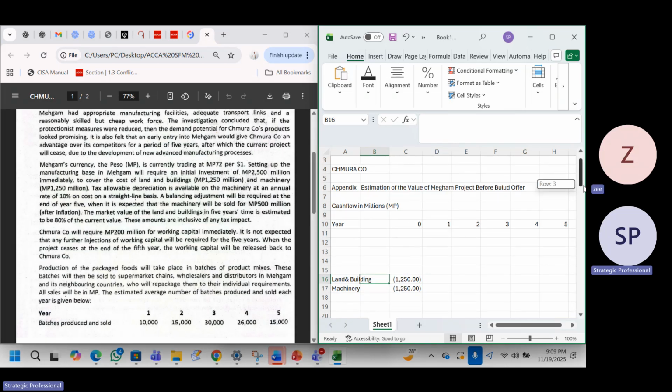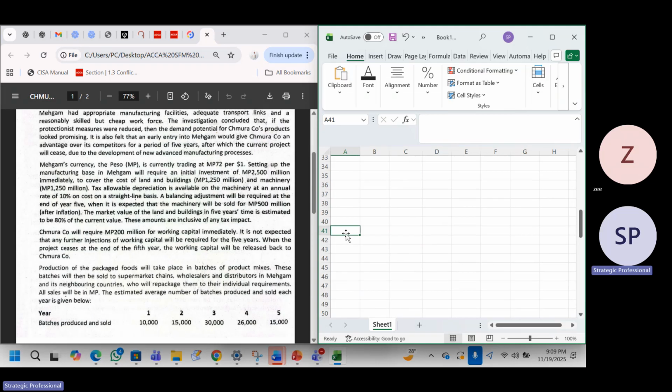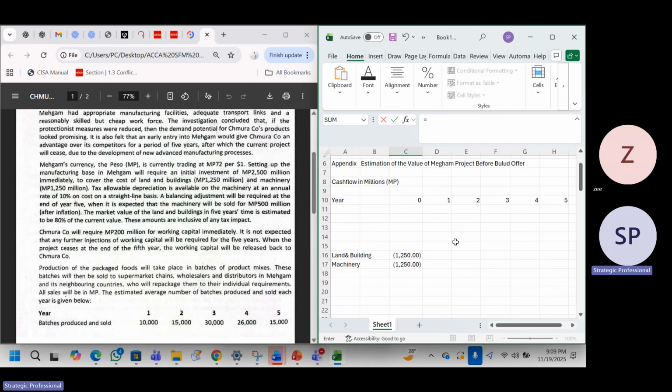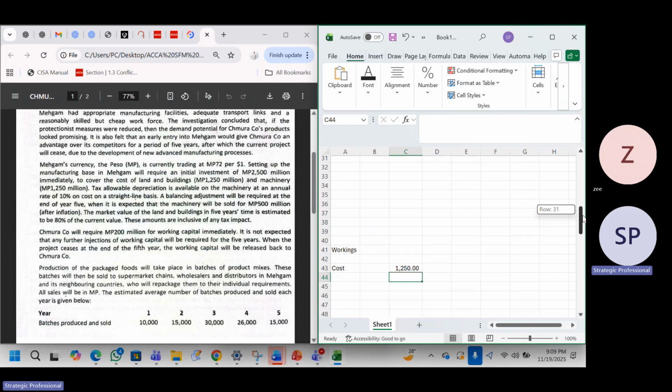So if I were you, I'll just quickly go to my workings. I can open workings immediately. Let's quickly start solving that one ASAP. So the cost of the machinery is 1,250. What's the tax allowable depreciation? They told us it is 10%, isn't it? So I come here, 10%, and I do this minus 10% times this, and it will give me this.